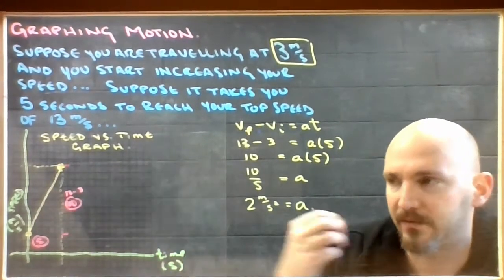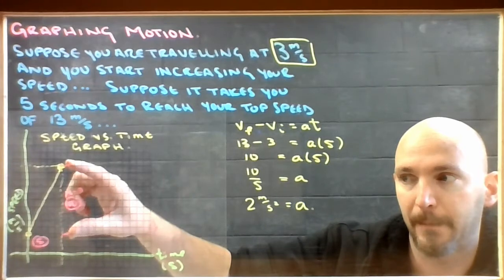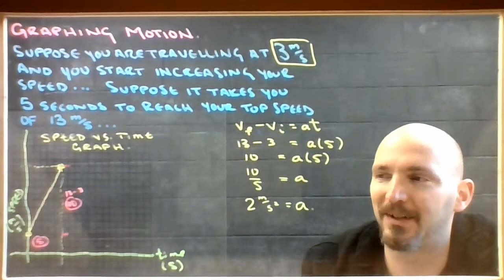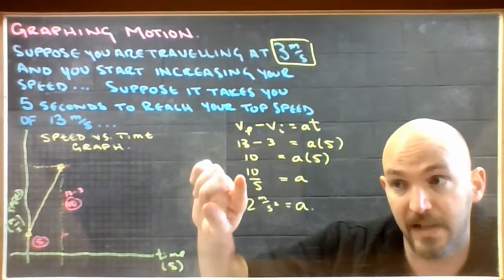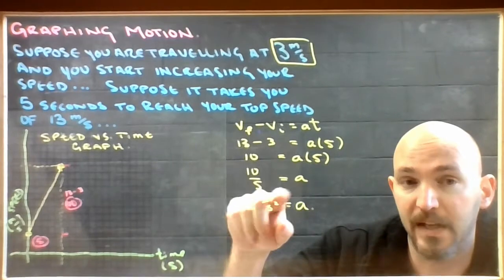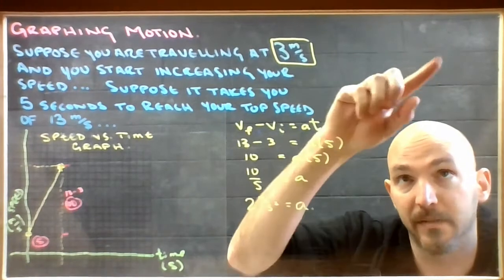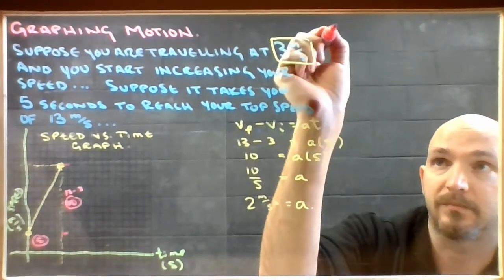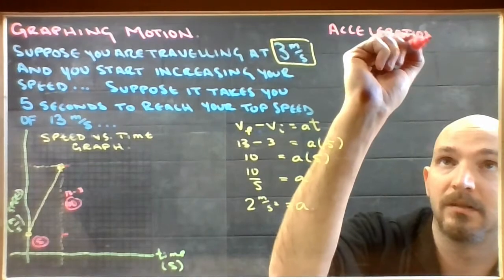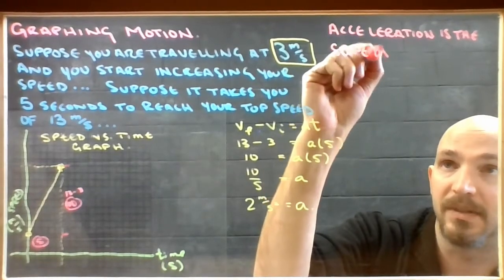If I look at this graph, 10 over 5, that's how much this line rises divided by how much it runs. And if you remember anything from grade 9 and grade 10 math, a rise divided by a run is a slope. So what I've got here is that the acceleration of a motion is the slope of its speed versus time graph. So I'm going to write that up here. Acceleration is the slope of a speed versus time graph.